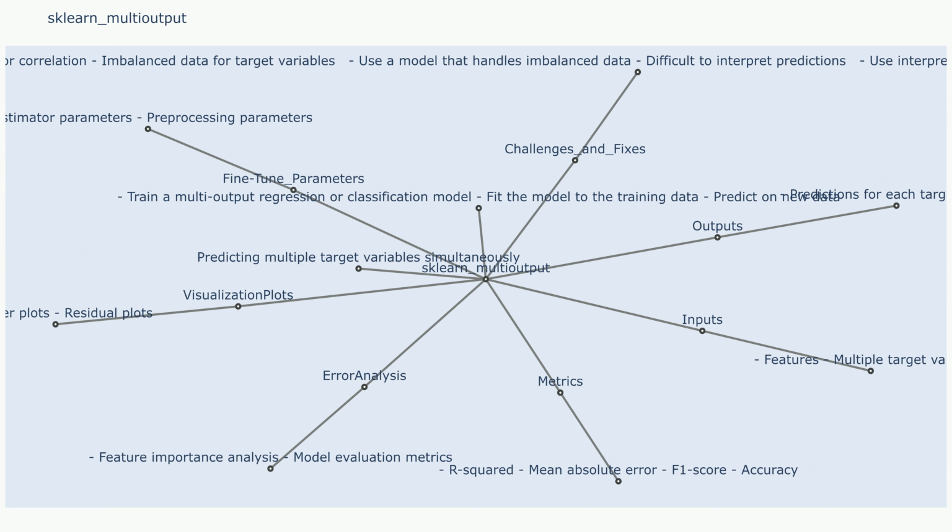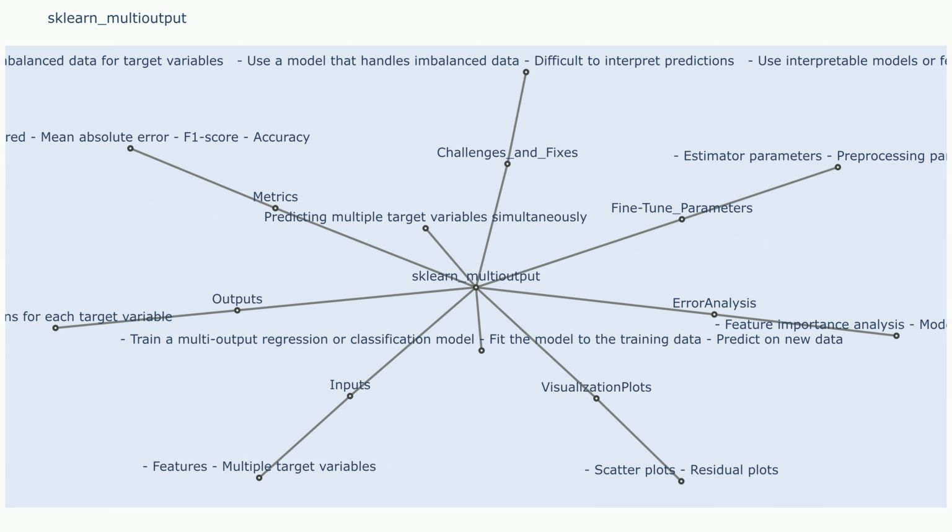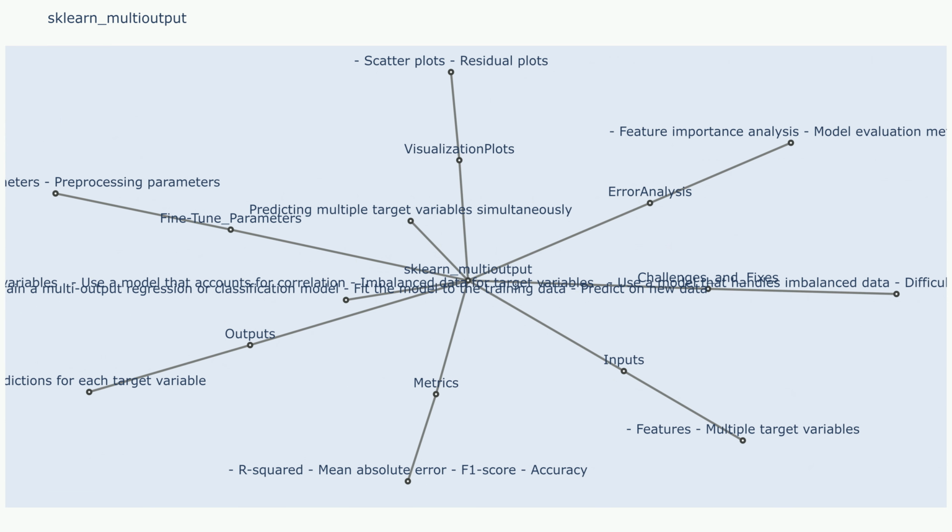Challenges and fixes. Challenge 1. Explain in detail. Data imbalance. If the target variables have significantly different distributions, the model may favor the target variable with more data points. Sample use case that resulted in challenge 1. A dataset where one target variable has a very wide range of values and the other has a narrow range. Fixes to challenge 1. Normalize the target variables. Rescale the target variables to have similar ranges, which can help the model learn equally well for all variables.